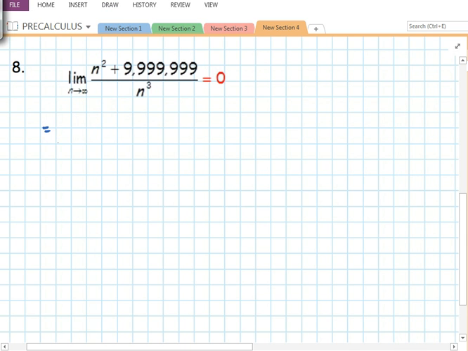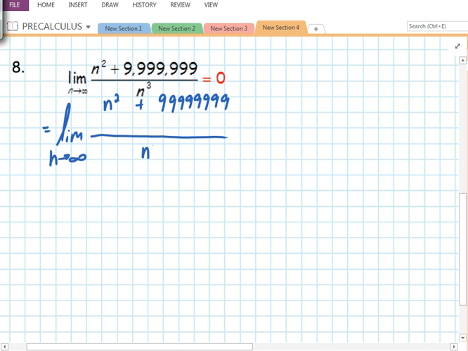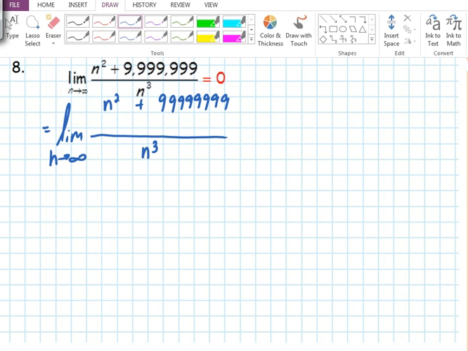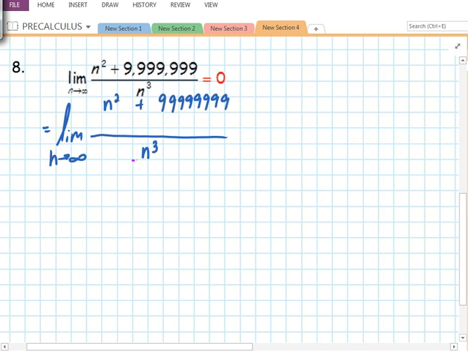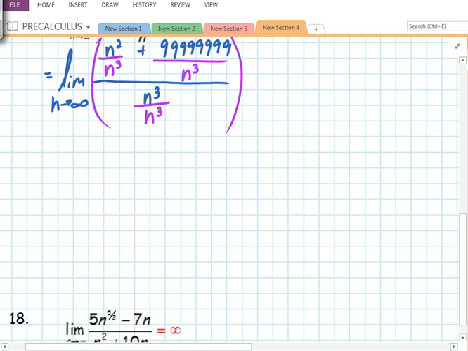So I'll rewrite this as the limit as n approaches infinity, but I'm going to divide everything by the highest degree. I'm just copying right now. So 9, 9, 9, 9, 9, and then 3 more 9s, all over n cubed. Now I'm going to divide everything by the highest degree of the denominator, which is n cubed. So now our simplification is going to yield, and this is purely exponent properties, I haven't actually evaluated the limit yet.